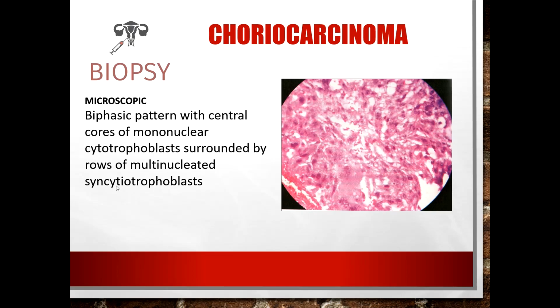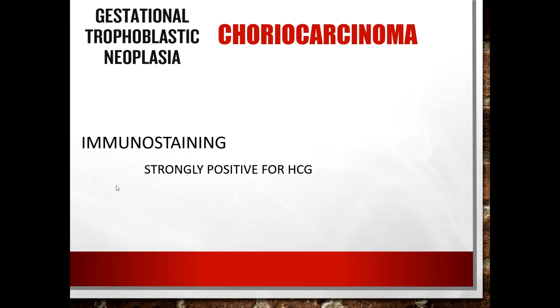The gross and microscopic picture of choriocarcinoma may be altered, especially after several cycles of chemotherapy have been given before hysterectomy was performed. Immunostaining may be done when a definitive diagnosis cannot be given, as only cytotrophoblasts and intermediate trophoblasts are predominant. So choriocarcinoma is strongly positive for HCG immunostain and may show focal areas of syncytial trophoblasts and intermediate trophoblasts.